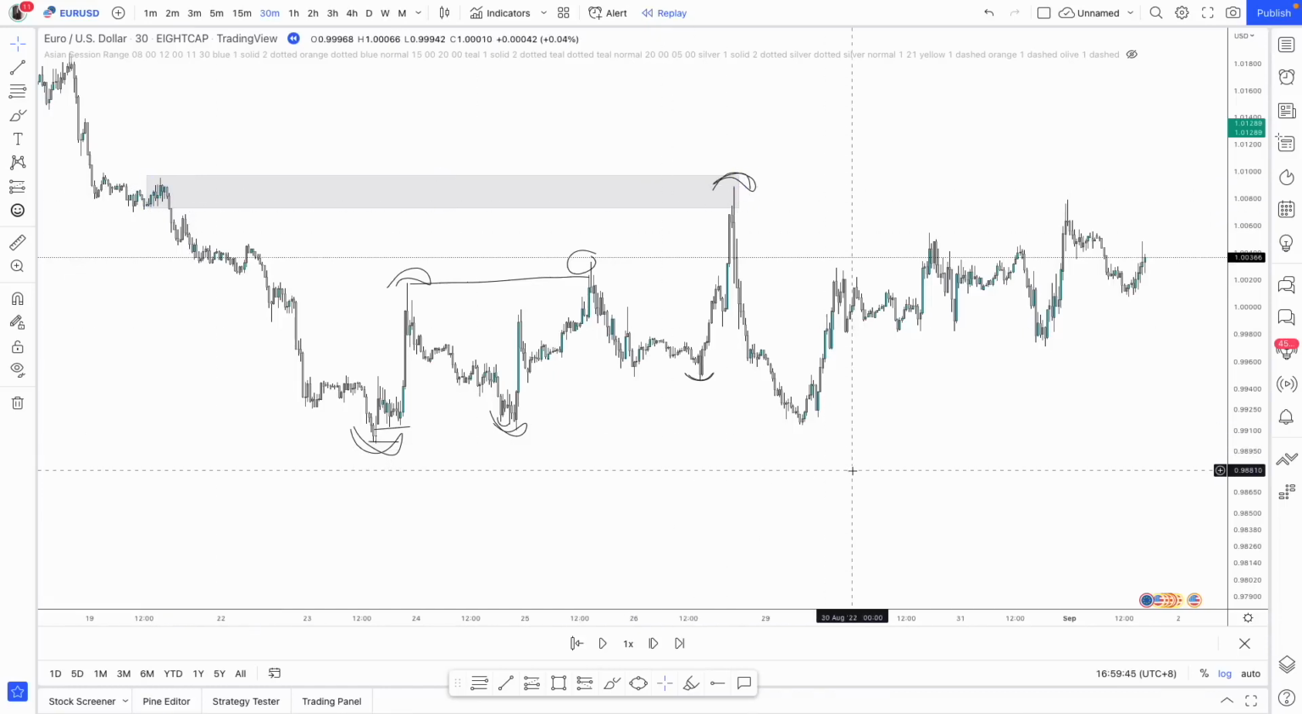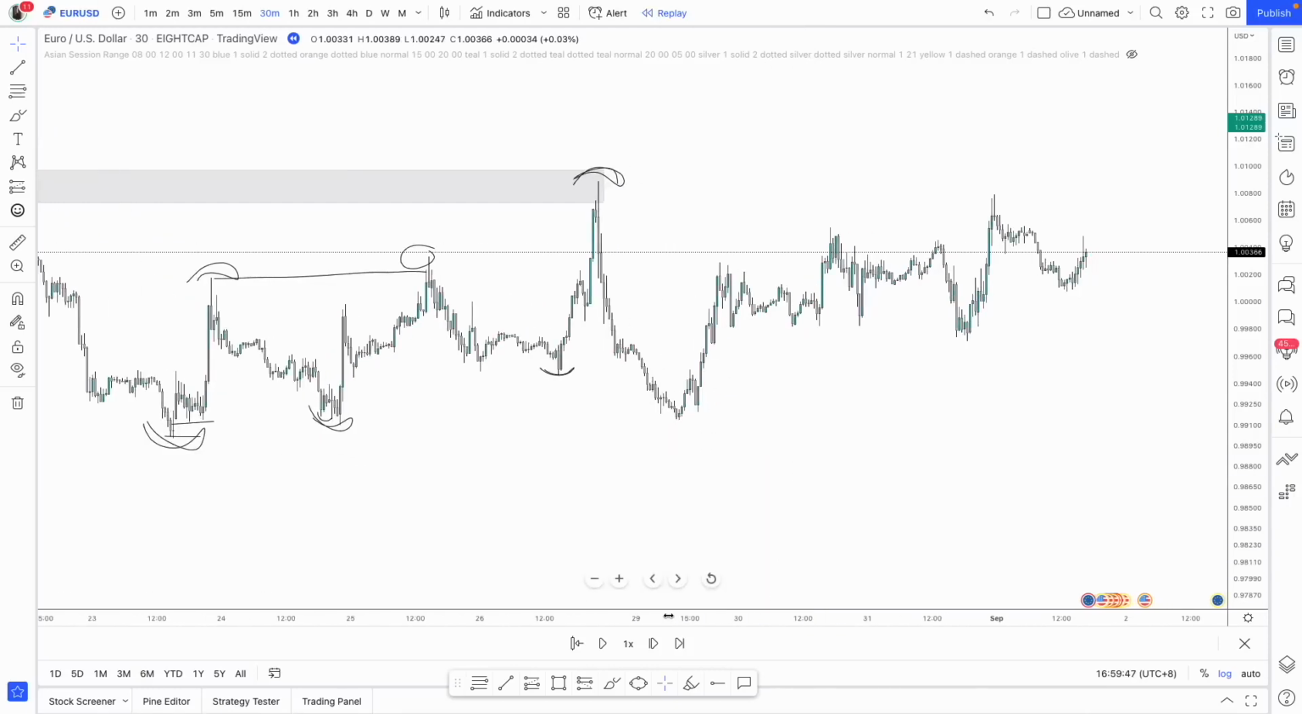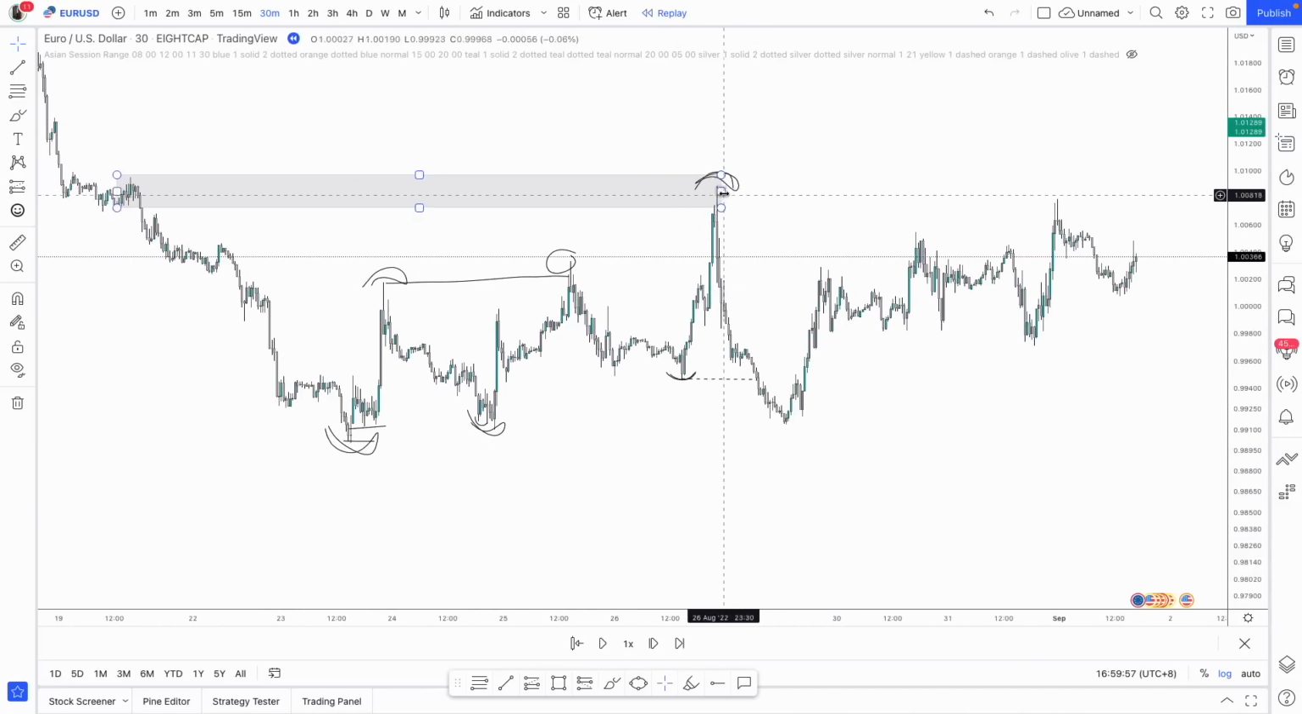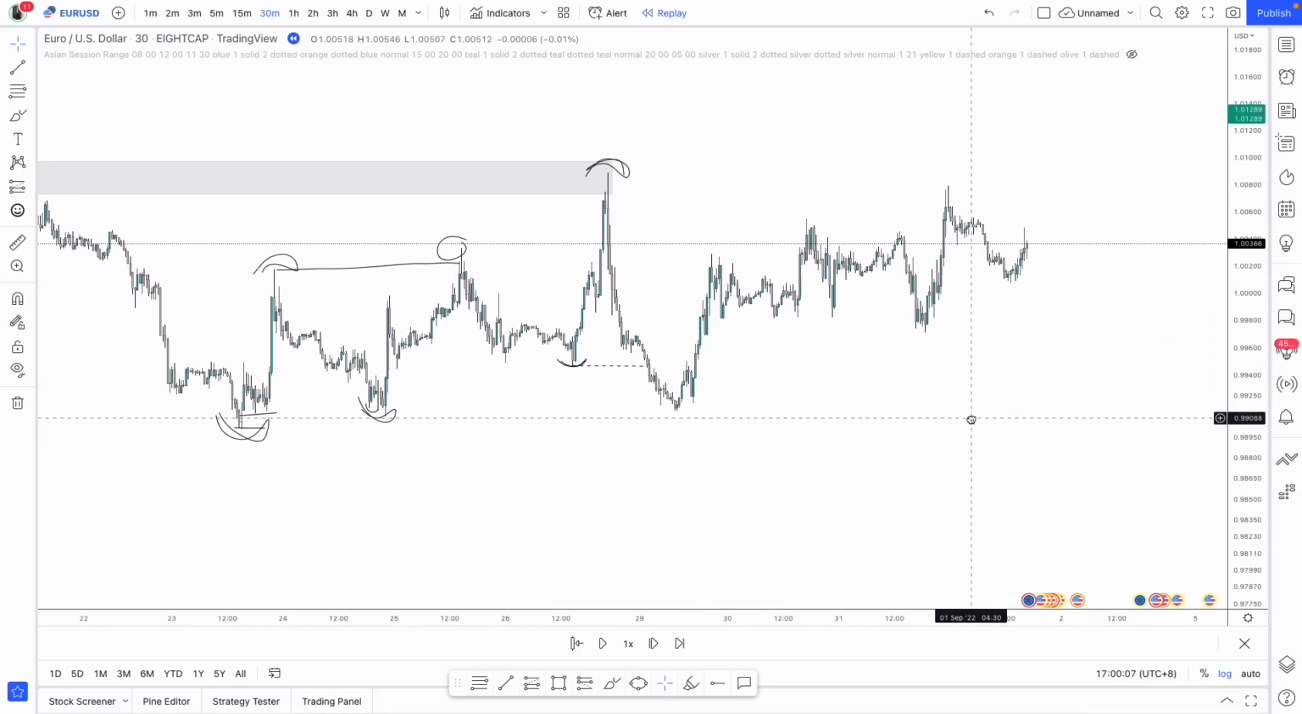From here, what do we see? We see a break of structure. This break of structure confirms to us that we have hit the point in the market where the market is reversing. We are getting our reversal. Now we are ready to get involved into short positions.